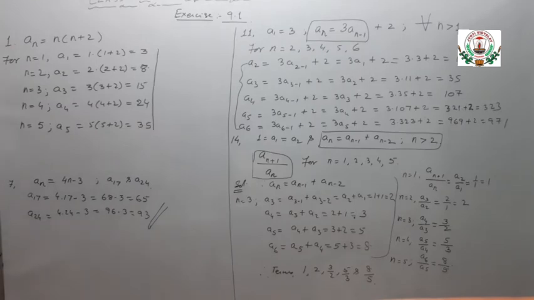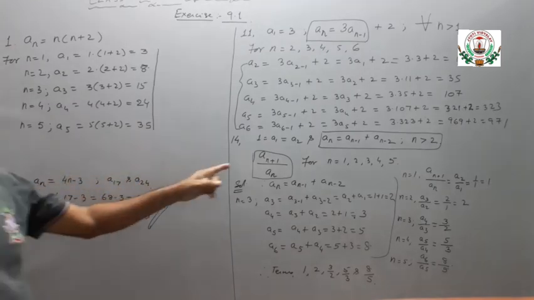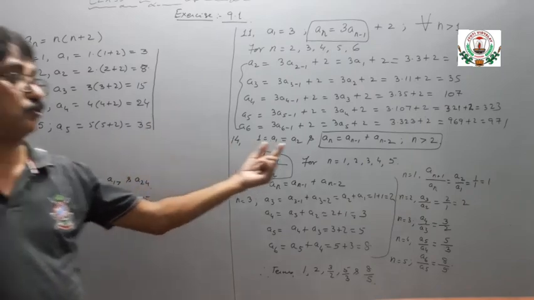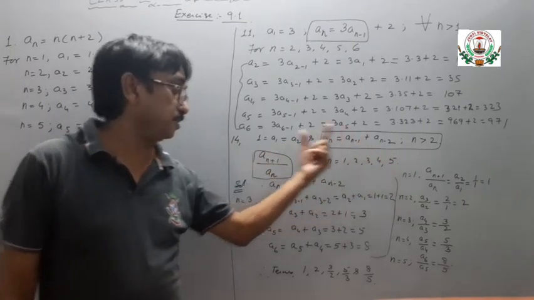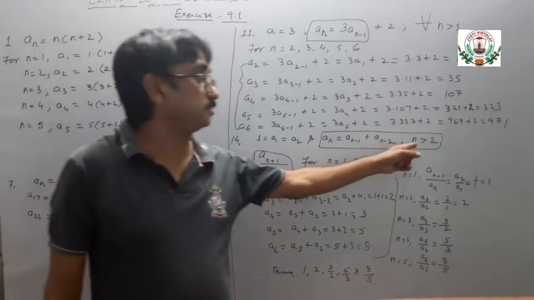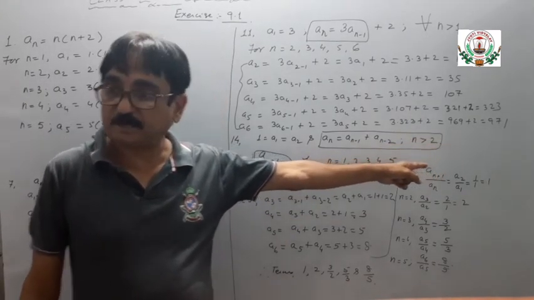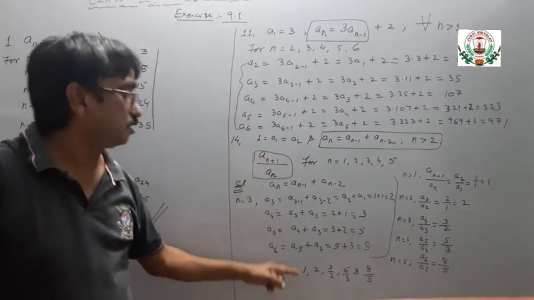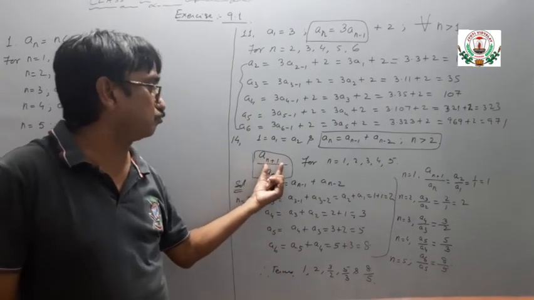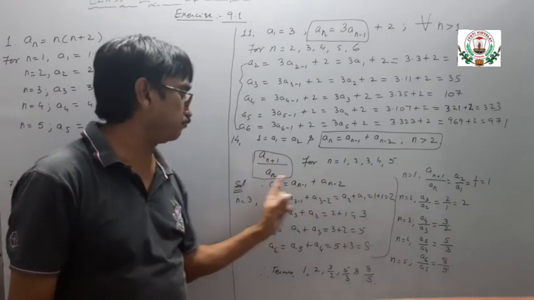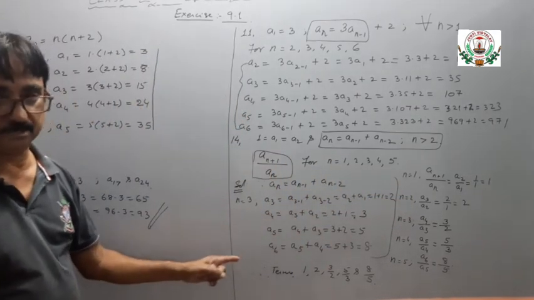That is your answer. So be careful. This is question number 14. First you have to calculate from this series a3, a4, a5, a6, since it says to start from n greater than 2, therefore 3, 4, 5, 6. After calculating this, you calculate for n equal to 1, for n equal to 2, for n equal to 3, 4 and 5. That's all.